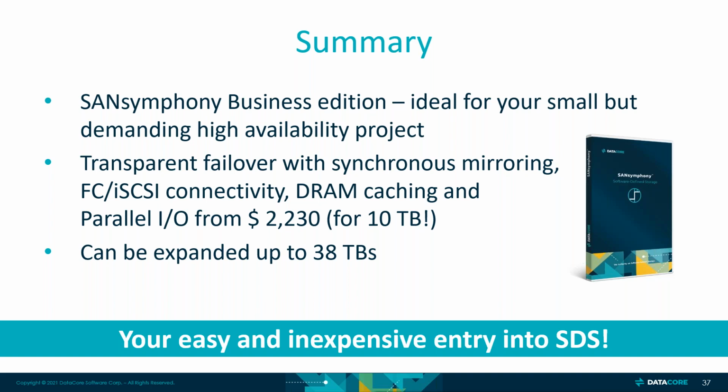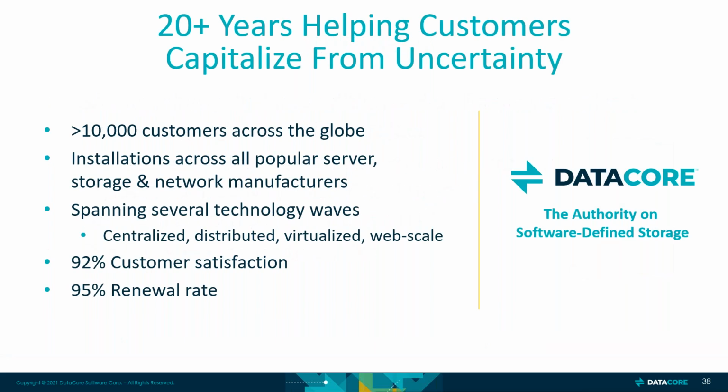And as you can see here, you could do a pretty nice configuration, all with synchronous mirroring, all transparent, DRAM caching and everything else, just for the software 2-node configuration for 10 terabytes for $2,230. That again is MSRP. So it really is an inexpensive and a super simple entry into software-defined storage. And that's the essence of it.